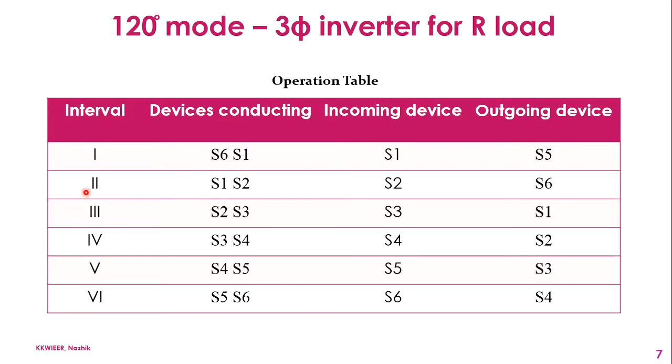If we consider the second case, then you will get a clear idea. In this second interval, the devices conducting are S1 and S2. Now if you see here, the incoming device is the new one, S2, and the outgoing device is S6, which is written over here as S6 was conducting in the first interval. Now for the second interval it is the outgoing device, and the new device, that is the incoming device, will be S2. Similarly for intervals 3, 4, 5, 6, all the operating modes of this 120-degree mode are represented in this table.